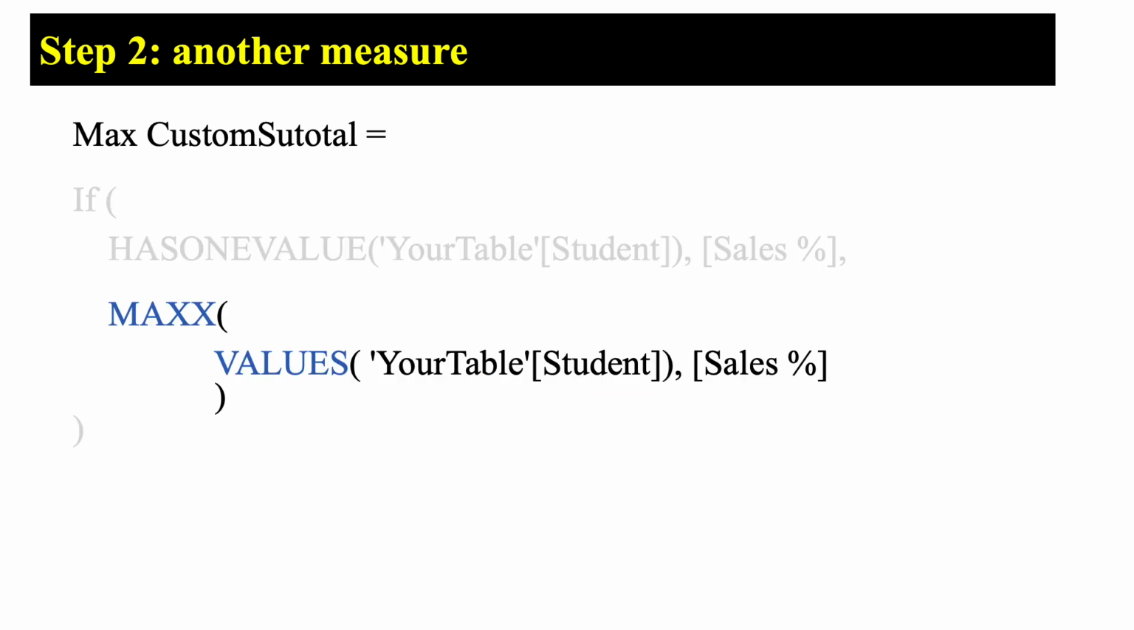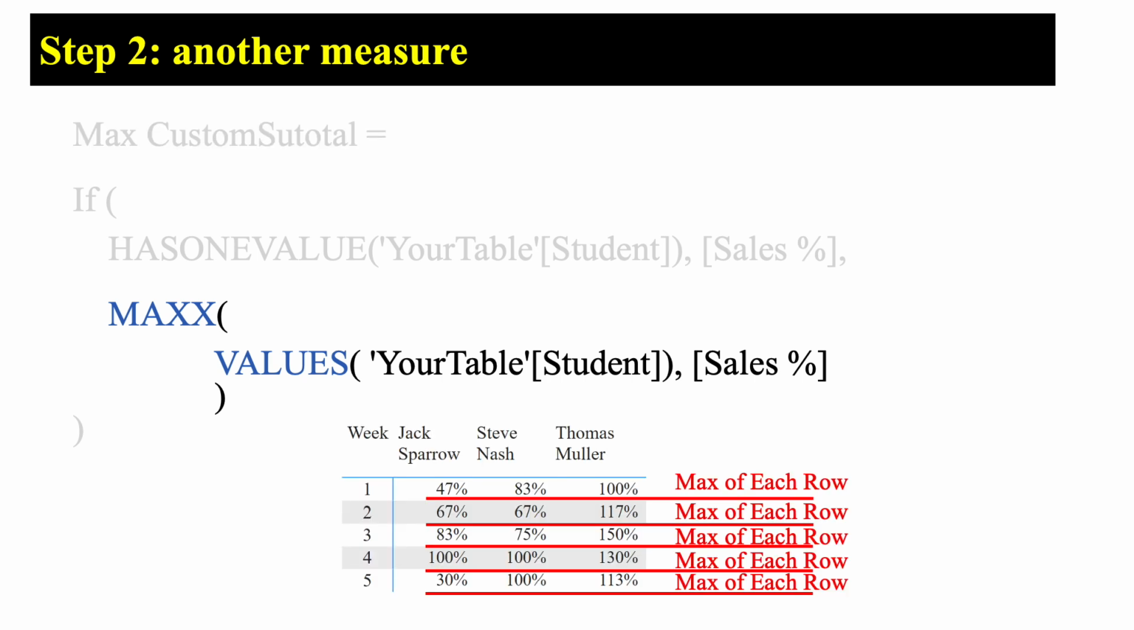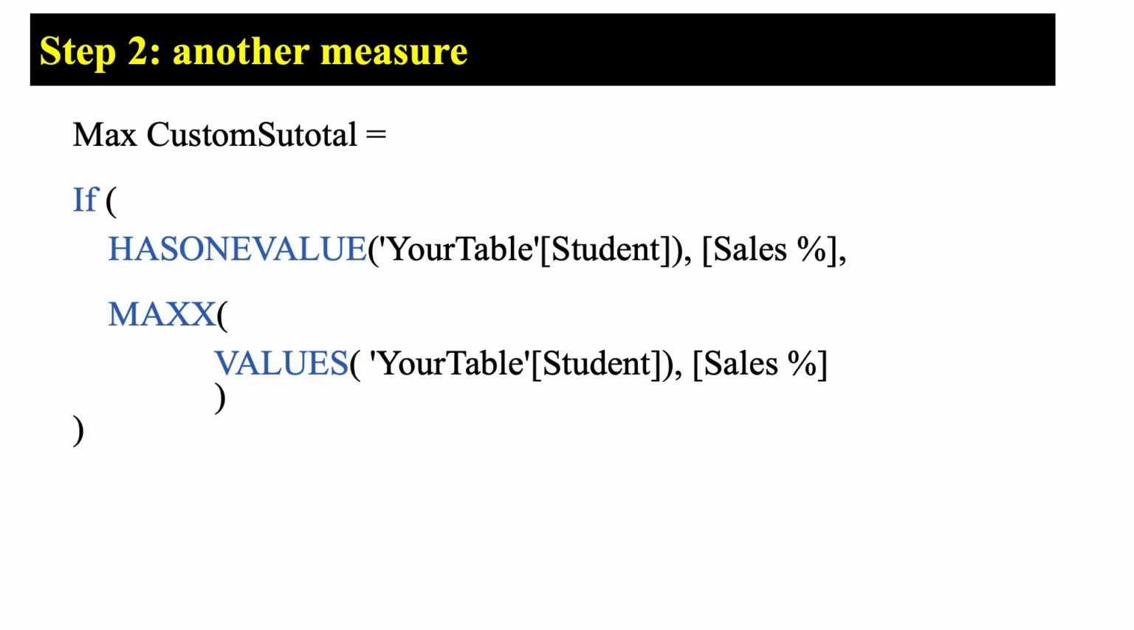And now let's customize the column subtotal. The combination of MAXX and VALUES function will make sure it returns the max sales percentage for each row, which is what we need for the column subtotal. And here's the whole DAX function. Please take your time to input it onto Power BI before we move on to the next step.